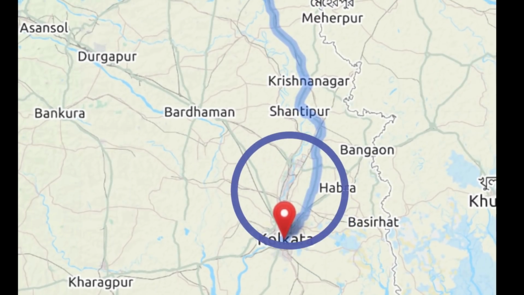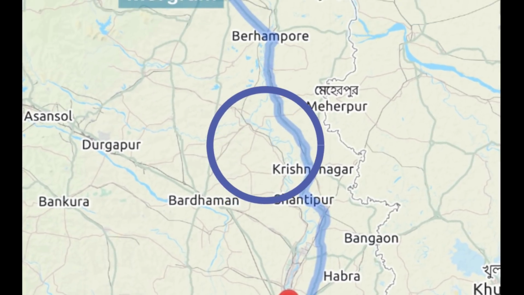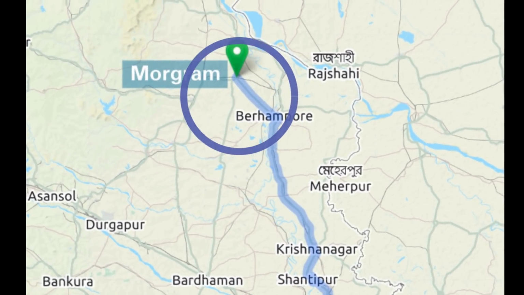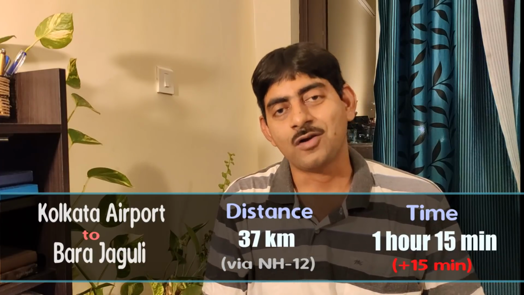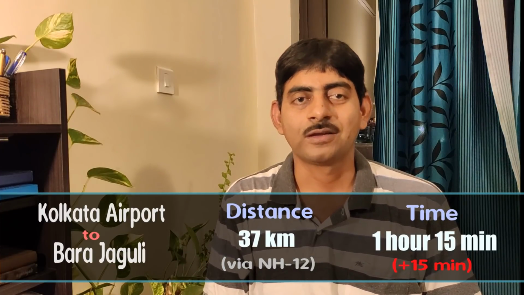Now let us go through the second route option. On paper, the second route option is a much easier one. From Kolkata Airport, you take NH12, or the old NH34, and you continue driving along this highway to reach Morgram. However, it is not as easy as it sounds. After driving around 37 km from Kolkata Airport along NH12, you reach a place called Borojaguli, which is a major junction. The stretch would take you around 1 hour and 15 minutes to cover.